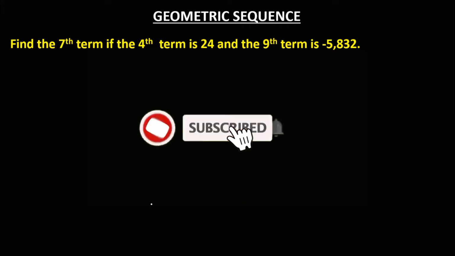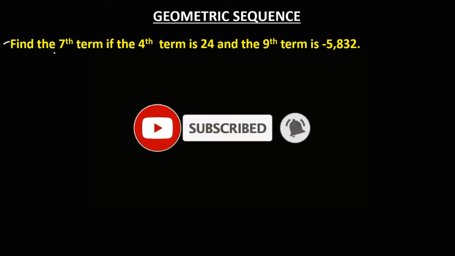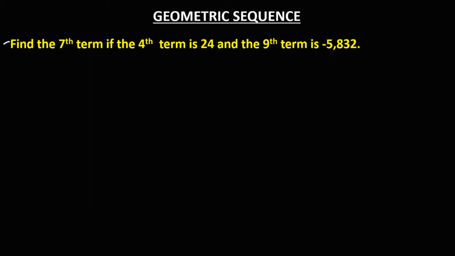Okay, so let's have this problem. Find the seventh term if the fourth term is positive 24 and the ninth term is negative 5,832. From this problem, these are the given: the seventh term, that's a sub 7, the fourth term, that's a sub 4, and the ninth term, that's a sub 9. Then a sub 7, the seventh term, is the unknown.